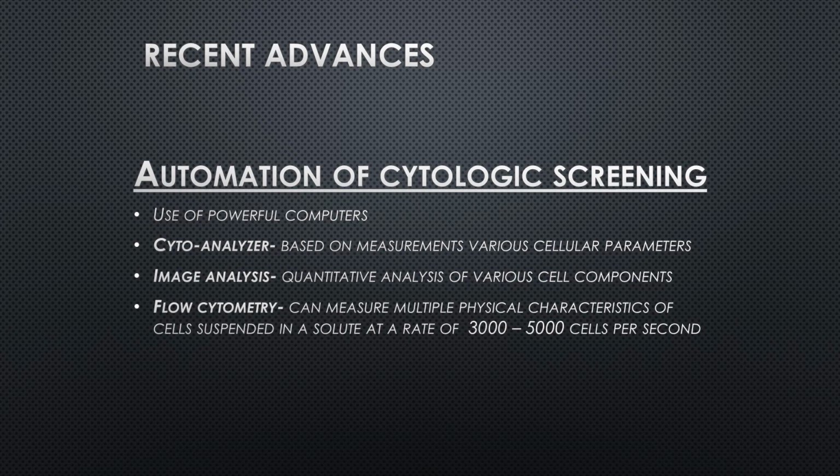I'll tell you. Automation of the cytological screening, use of powerful computers and dyes. Then cytoanalysis based on the measurement of various cellular parameters. Then image analysis, quantitative analysis of the various cell components, so that we come to know the cytoplasm to nucleus ratio and all that. Then flow cytometry can measure multiple physical characteristics of cells suspended in a solution at the rate of 3000 to 5000 cells per second.